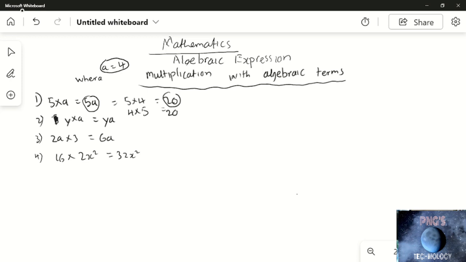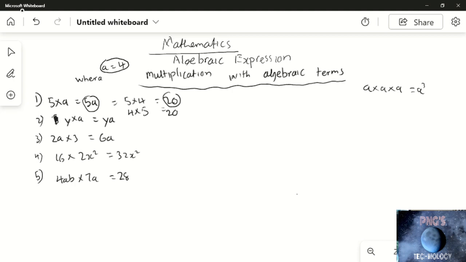32x squared. So let's take another example, for example 5. Let's assume we're given 4ab times 7a. So 4 times 7 is 28, right? 28. Now remember, a times a times a times a times a equals a cubed.